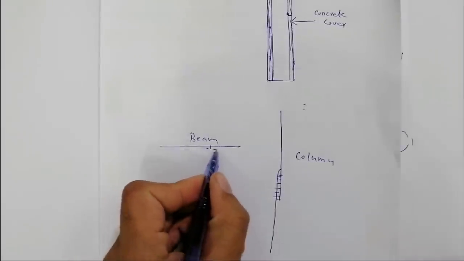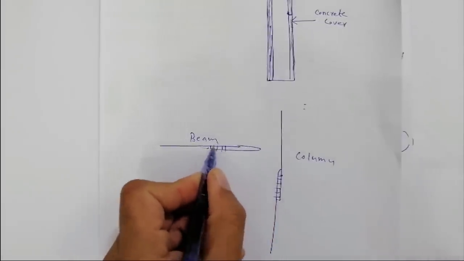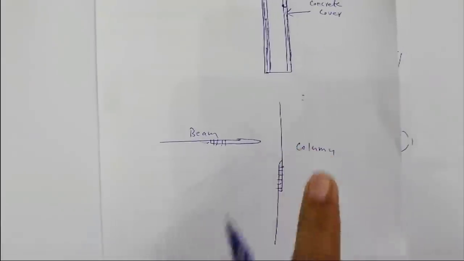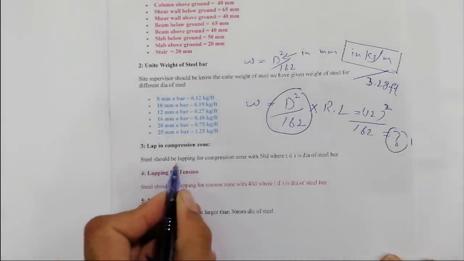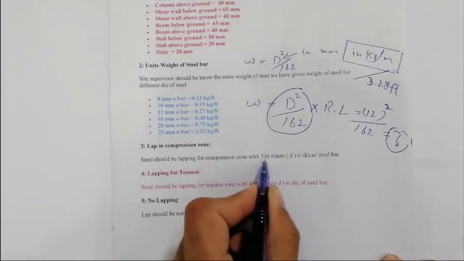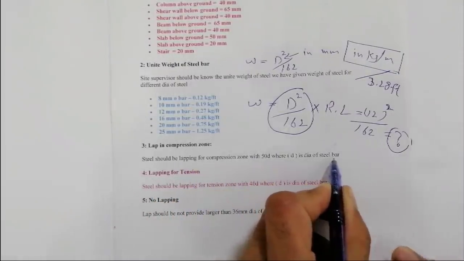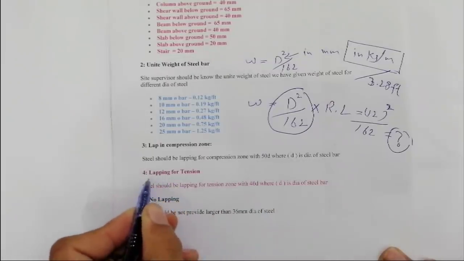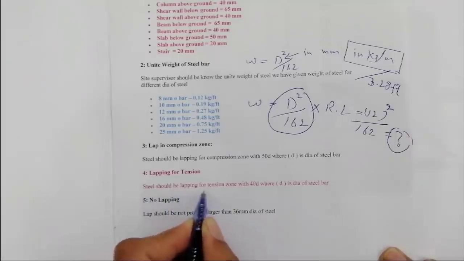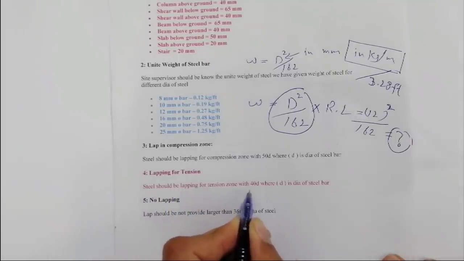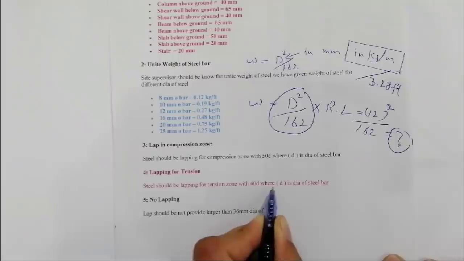And this is beam, so what should be for the beam, right? Beam in tension and column in compression. You can see here lap length in compression zone. Steel should be lapping for compression zone with 50D, where D is dia of steel bar. And now the fourth one is lapping length for tension. So steel should be lapping for the tension zone, means for the beam we can take 40D, where D is dia of steel bar.